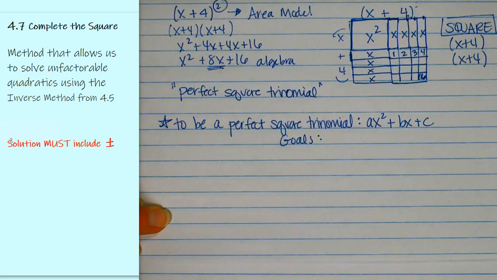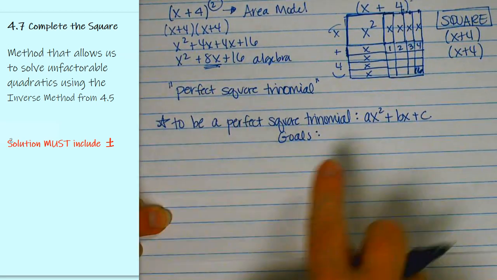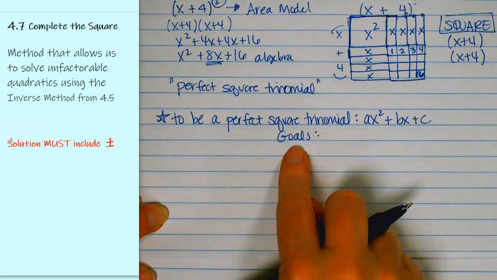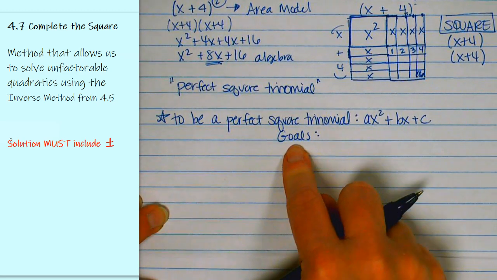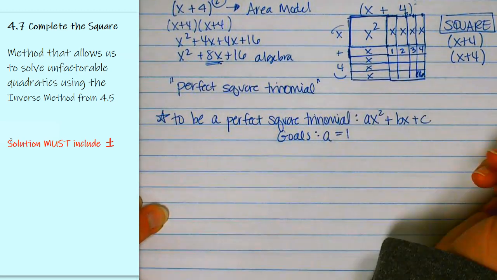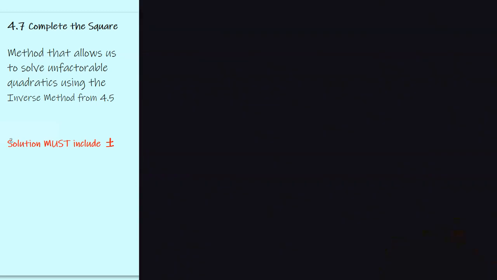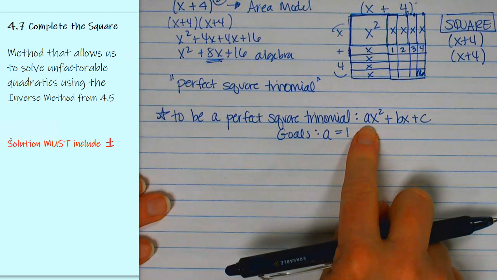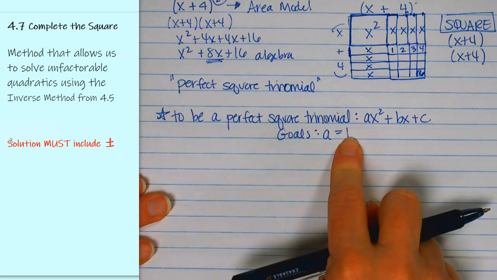To be a perfect square trinomial, and I've written out a quadratic here, ax squared plus bx plus c, we're going to have these goals every time. Well, first goal is to have a equal to 1, if we can do that. So a equal to 1. We might have to divide out and get some fractions so we can have a equal to 1. So we'll do those, but we're not going to start with those. We're going to start with a equal to 1 when we work our problems.